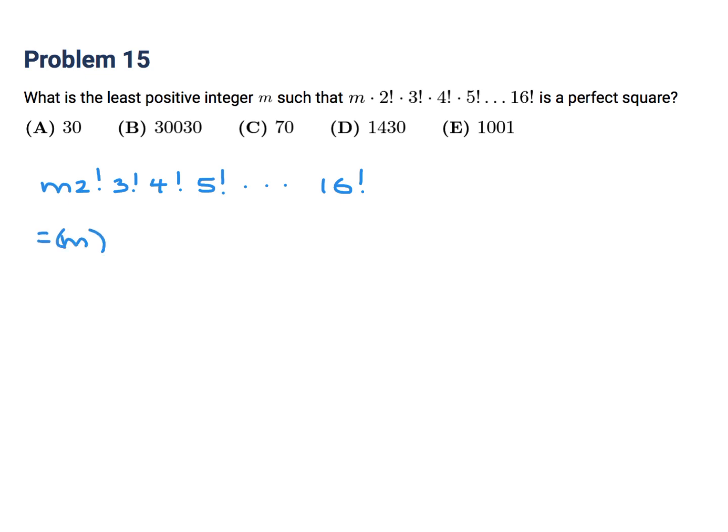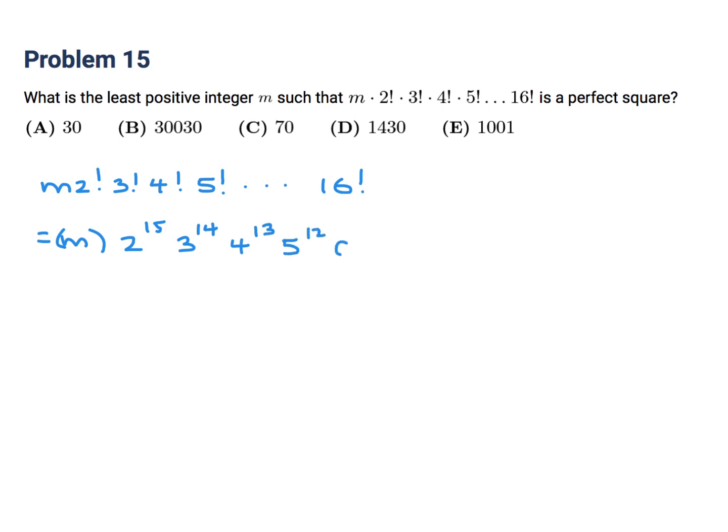If I add them all up, you get a 2 from every one of them. So since there's 15, you'll get 2 to the power of 15. 3 from every one of them except the 2 factorial, so you have 14 of those. 4 from every one of them except the 2 factorial and the 3 factorial, so you get 4 to the power of 13, and then so on. You get the point.